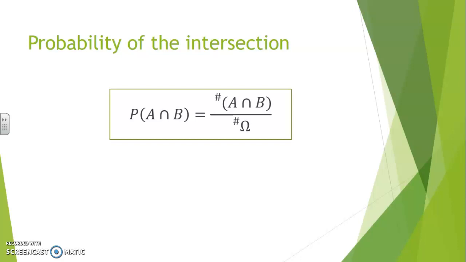The probability that A and B will be observed means counting the number, or the cardinality, of the intersection of A with B and dividing by the cardinality of the sample space. So this means we'll have to be able to count how many elements are in A as well as in B.